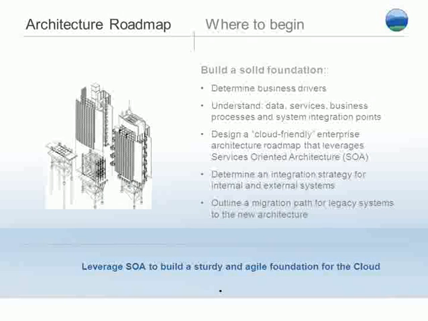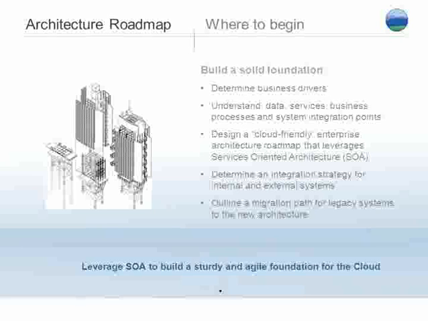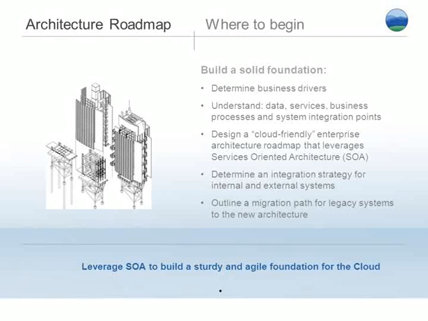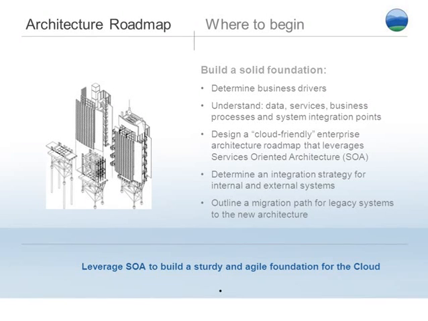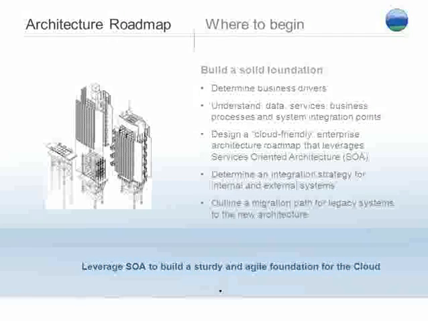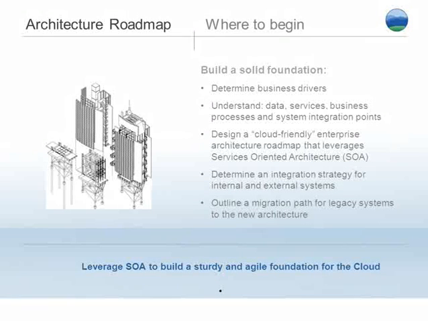So the architecture roadmap, here's where you begin. Determine the business drivers, understand the data services and business processes and system integration points, design a cloud-friendly enterprise architecture and roadmap that leverages service-oriented architecture. I can't stress that enough. Learn the patterns of service-oriented architecture and how they apply to your domain. Determine an integration strategy for internal and external systems. Outline a migration path for legacy systems to the new architecture. And ultimately, you need SOA to leverage a sturdy and agile foundation for the cloud.